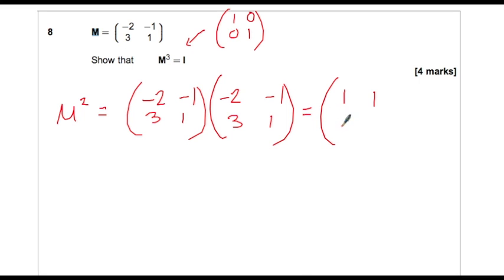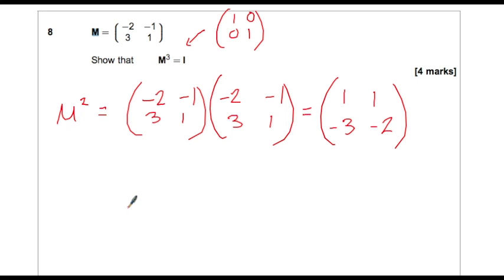The bottom left, by the way, the way to remember this, if you're thinking work out the bottom left, that means you're using the bottom row and the left column. So 3 times minus 2 is minus 6, plus 1 times 3 is 3. So minus 6 plus 3 is minus 3. Finally, the bottom right, so I'm going to use the bottom row and the right column. So 3 times minus 1 is minus 3, plus 1 times 1, so that makes minus 2.